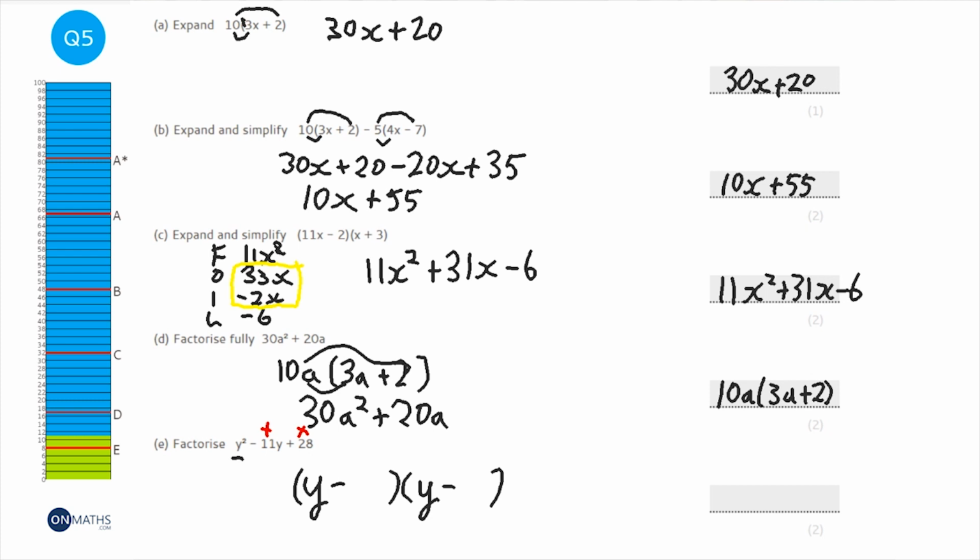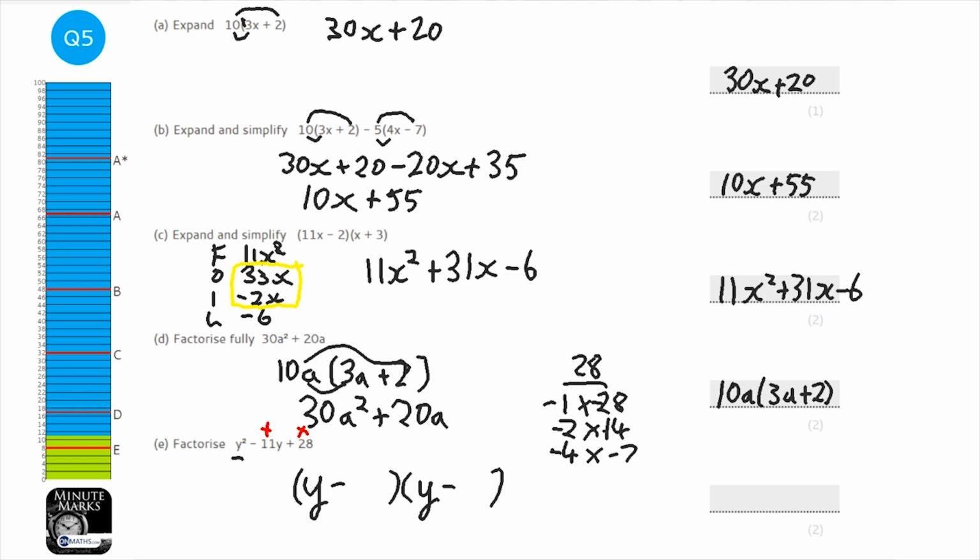Now I'm thinking what times what is 28, and I'm thinking, oh okay, 28 is in the 4 times table. Let's just do a 28 grid. So I know it's 1 times 28, that doesn't work. 2 times 14. Well, those don't add together to make 11. Okay, and obviously here we're meaning minus 1, minus 28, minus 2, minus 14. It's not in the 3, so minus 4. So what times minus 4? It's going to be 7, isn't it?